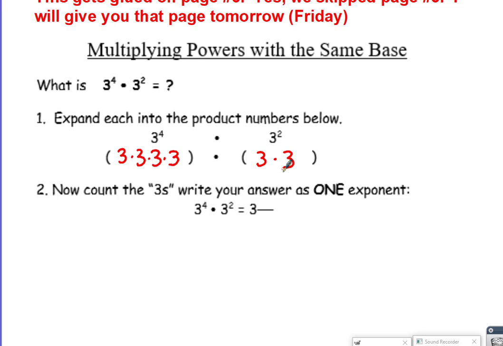Now what you need to do is count all the 3's. 1, 2, 3, 4, 5, 6. We have 6 of them. So 3 to the 4th times 3 squared equals 3 to the 6th.